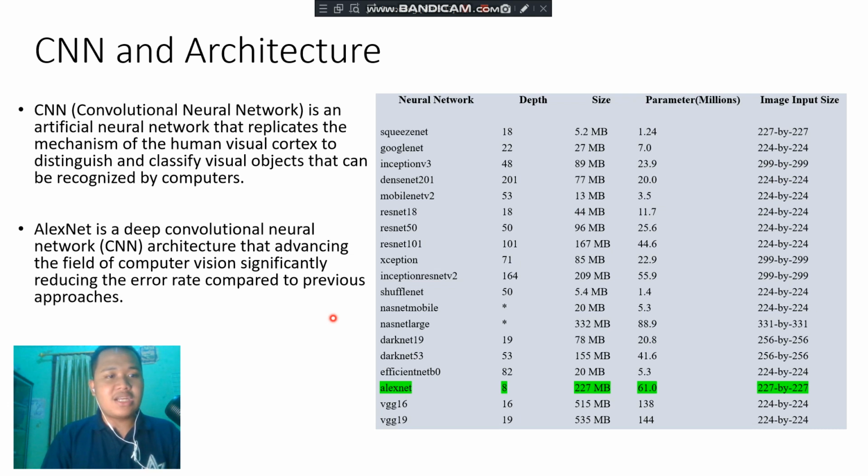Our brain is very special. It can distinguish and classify visual objects, like we can understand and determine what object we see and know whether it is correct or not. So CNN tries to replicate it, and CNN has a variety of architectures. One that we use here is AlexNet. AlexNet has many characteristics: the depth is 8, the size is not too big, only 2 to 7 megabytes, with 16.1 million parameters. The input image is not really small or really big.